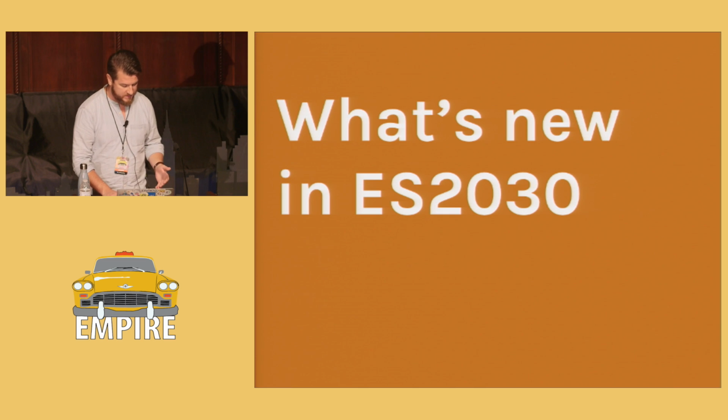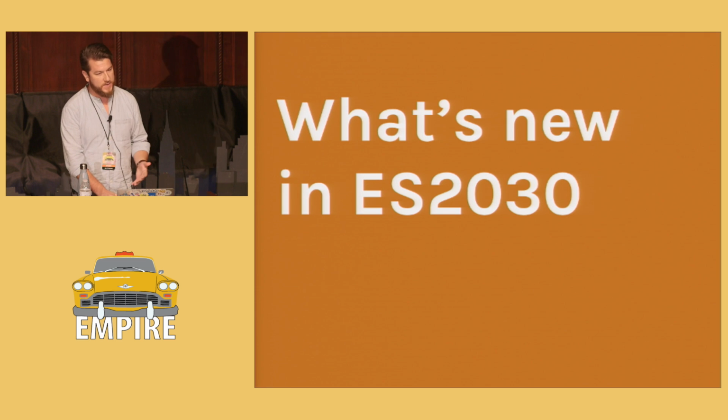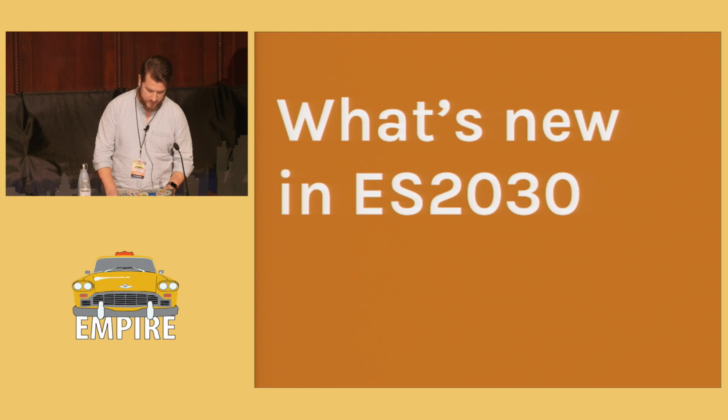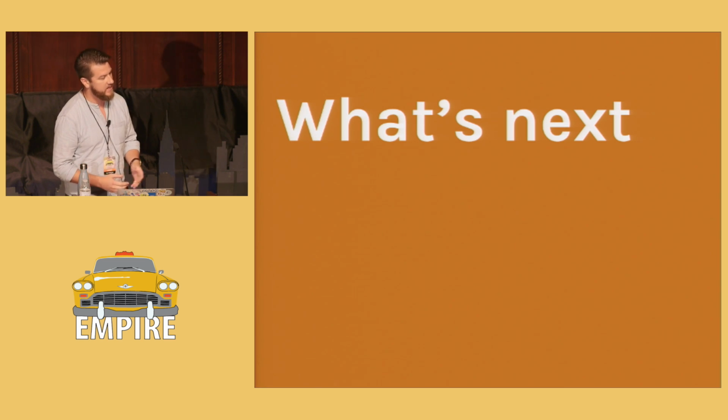So I want to shift gears a little bit at this point. I think I've given you a few examples about why static types are nice, but let's talk about what's new in ES 2030 coming up in a few years. Let's just take a look at what's next for static typing in the JavaScript world.